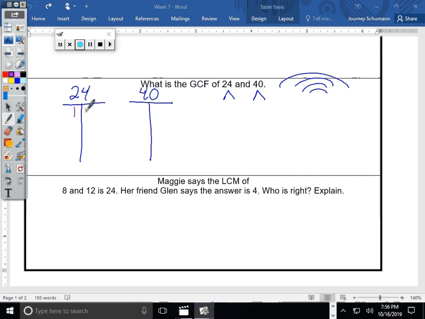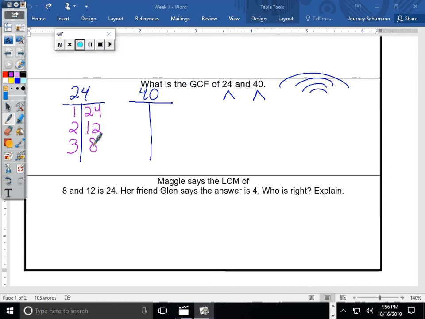Well, I know 1 times 24 gets me 24. Cha-ching. Will 2 work for this number? Does 2 divide nicely into 24? Or does 2 multiply by something nicely to get me 24? The answer is yes. 2 times 12. Does 3 go into this number? You could check the 3 row on your multiplication chart, or you could say, hey, if I add the digits together, could I divide that by 3? The answer is yes. 2 plus 4 is 6. That divides nicely by 3, so this number will also. 3 times something is 24. 3 times 8 is 24.